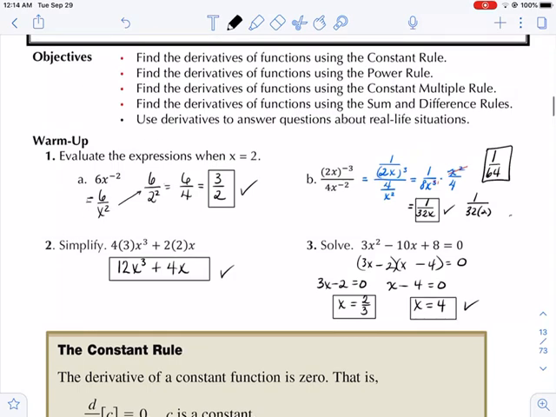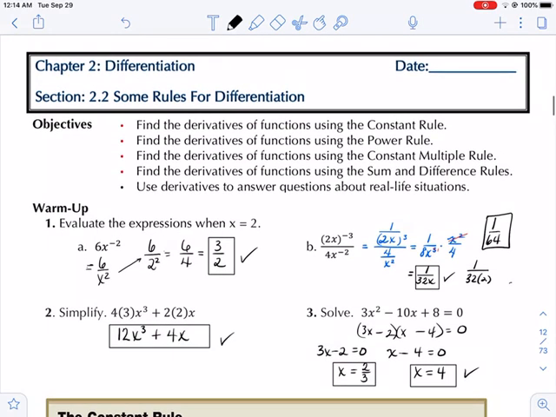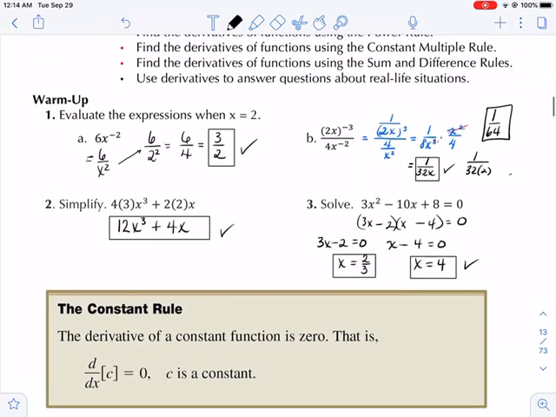And then where we solve, we have x is equal to 2/3 and x is equal to 4. So in this section, we're going to be finding the derivatives using the constant rule, power rule, constant multiple rule, and the sum and difference rules. And we're going to use derivatives to answer questions about real life situations.